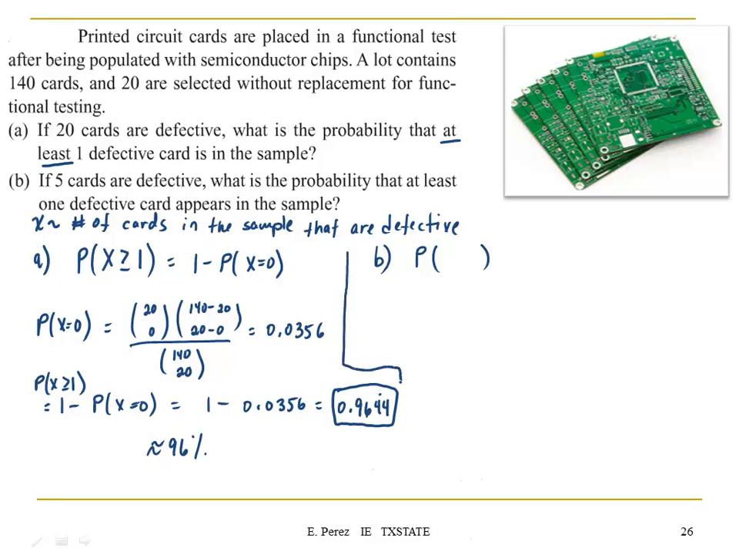Now, what part B is saying is, if 5 cars are defective, what is the probability that at least one defective car appears in the sample? So our sample is about the same. The only difference is now that we only have 5 cars that are defective. So the probability is still the same.